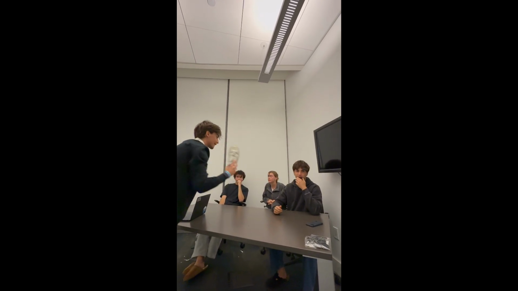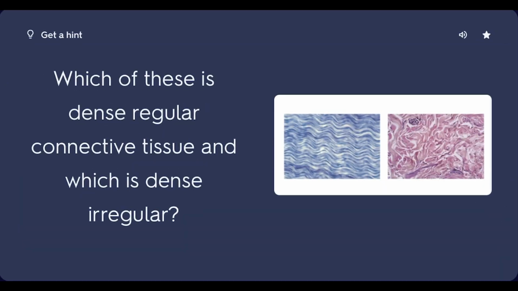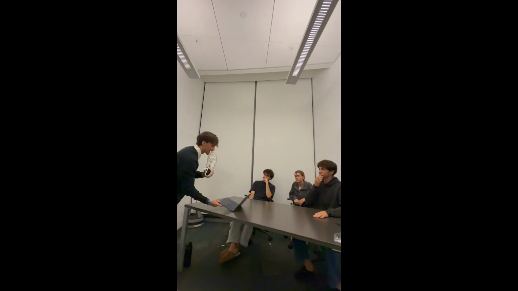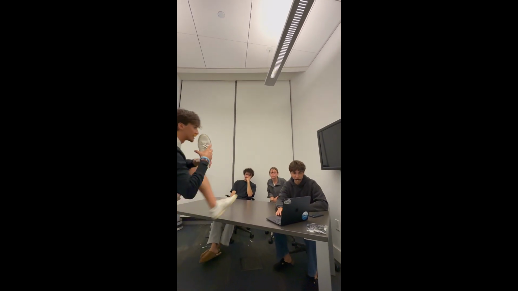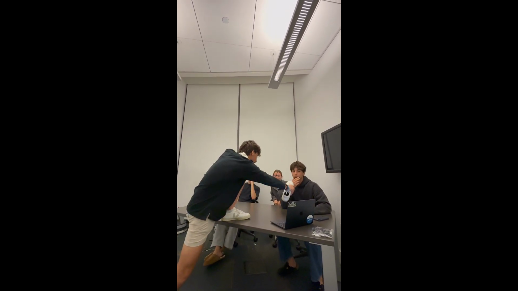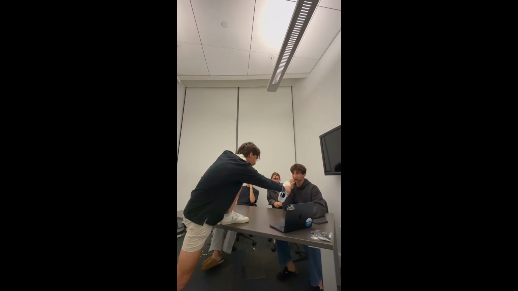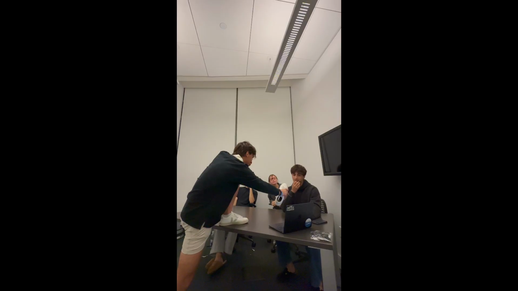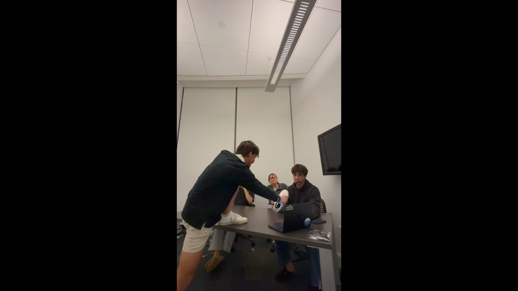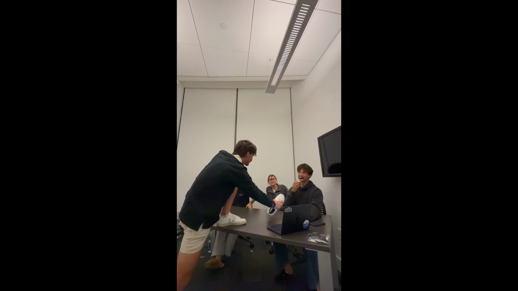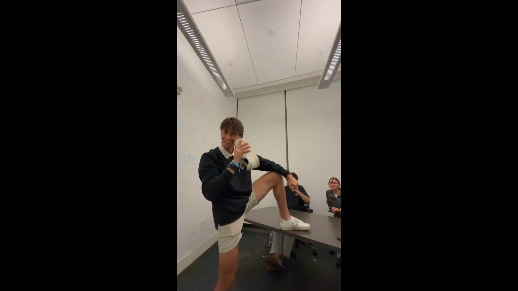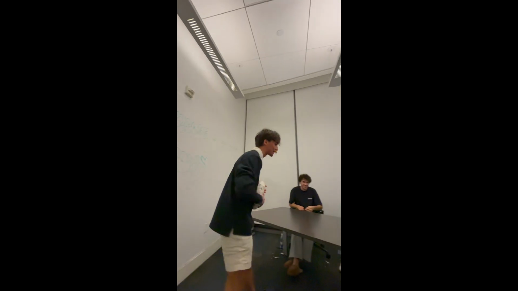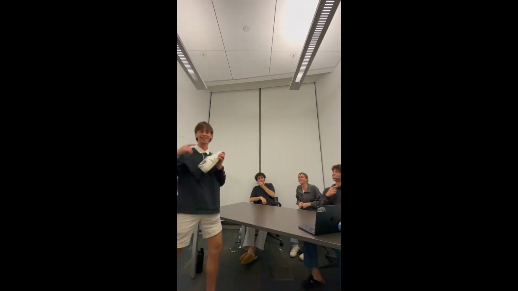Connective 100. Which of these is dense regular connective tissue, and which is dense irregular? Dense regular is on the left because it has the parallel fibers in them. I can see that. And dense irregular is on the right because it has many fiber directions that are not parallel. So yeah. Bartholomew! Hey, that's a big whopping 100.